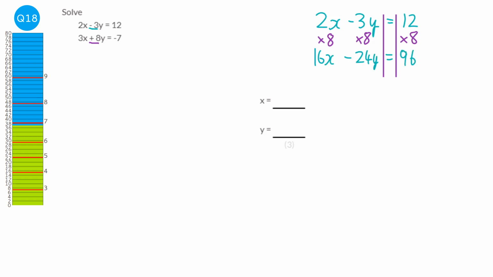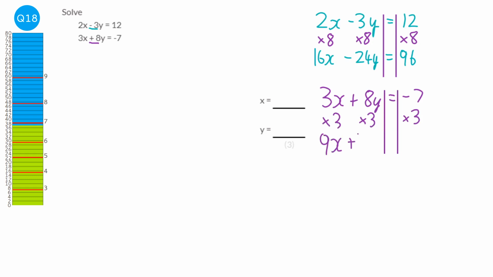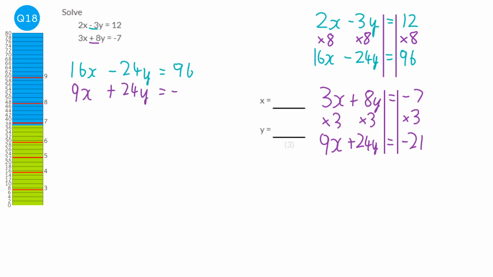Going to write the second equation, so we've got 3x plus 8y equals minus 7. And this time I'm going to times everything by 3. And so we've got 3 times 3, which is 9x, plus 24y, which is good, that's what we wanted. And then minus 7 times 3, which is minus 21. So I'm going to write these out again. So 16x minus 24y equals 96. And 9x plus 24y equals minus 21.